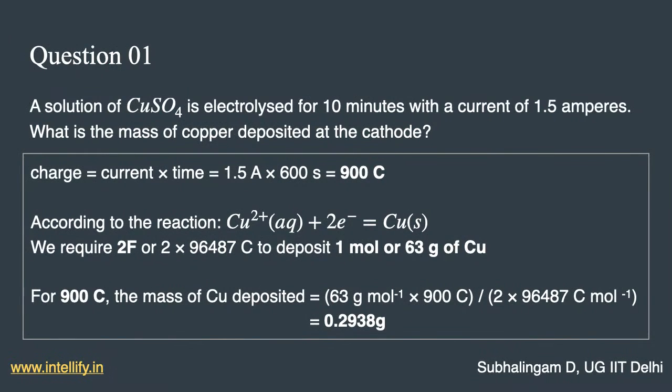So for 900 coulomb, the mass of copper deposited is 63 gram per mole times 900 coulomb divided by 2 times 96,487 coulomb per mole. It's just like 63 grams needs 2 times 96,487 coulomb, so what will you get for 900 coulomb? Just cross multiplication, and this will give you 0.2938 grams. If you pass 1.5 ampere for 10 minutes through a solution of CuSO4, you get 0.2938 grams of copper deposited at the cathode.